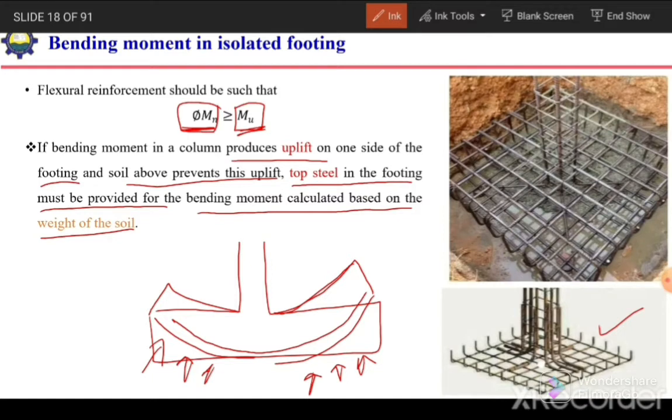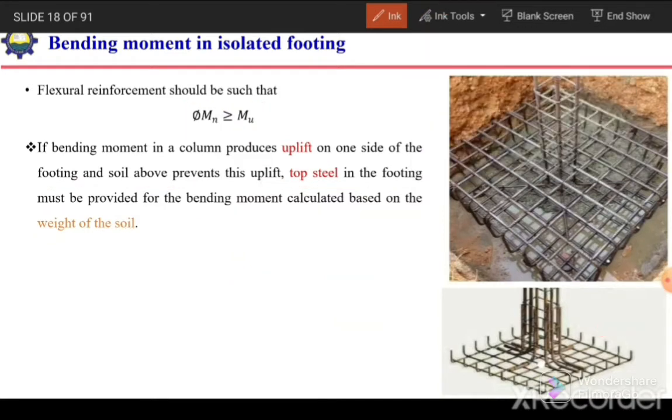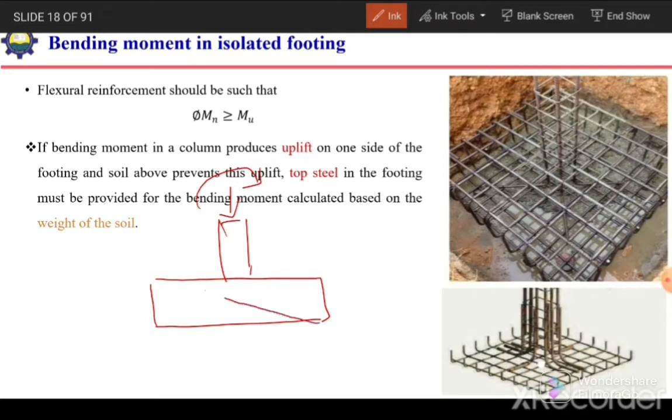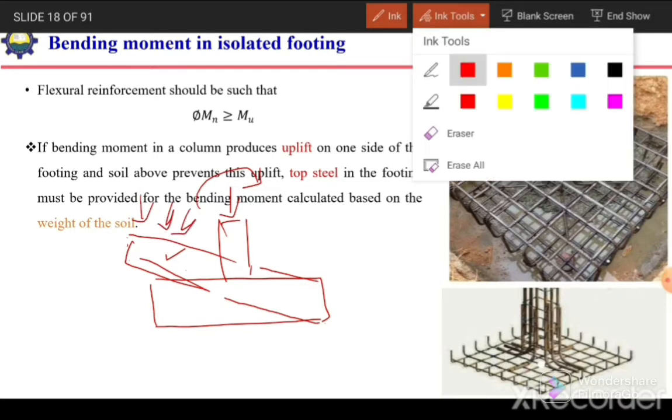so we need to provide the reinforcement at the bottom only. But if we have a footing and load is acting at some eccentricity, or there is load as well as bending moment, and this bending moment tries to uplift the footing, like this. So on this side if we have tension, and the footing is uplifted, but the soil above this footing prevents this uplift. So in that case the scenario will be like this.